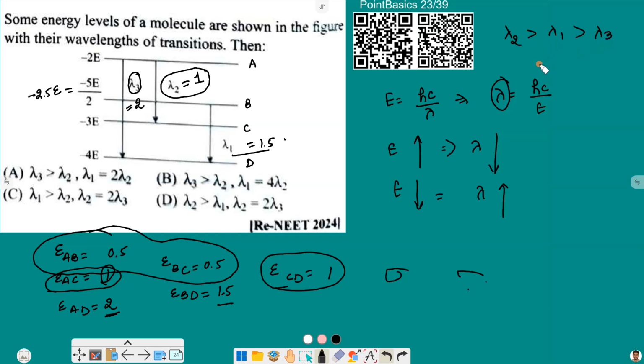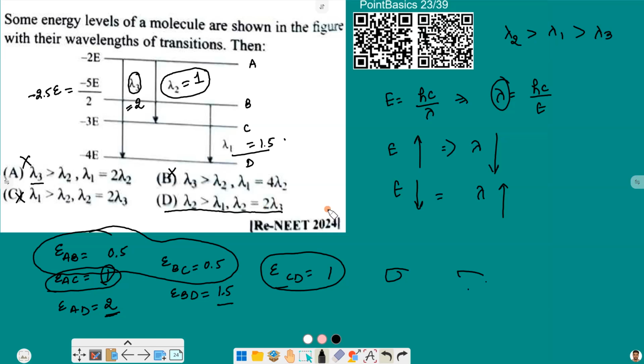So here it is mentioned that lambda 3 is highest, but we know that lambda 3 is the lowest, so option A is rejected. Similarly, B is rejected. Now coming to C, that lambda 1 is greater than lambda 2, this is also rejected because lambda 2 is greater than lambda 1. So we are left with only option D, that lambda 2 is greater than lambda 1, and lambda 2 is 2 times the lambda 3.